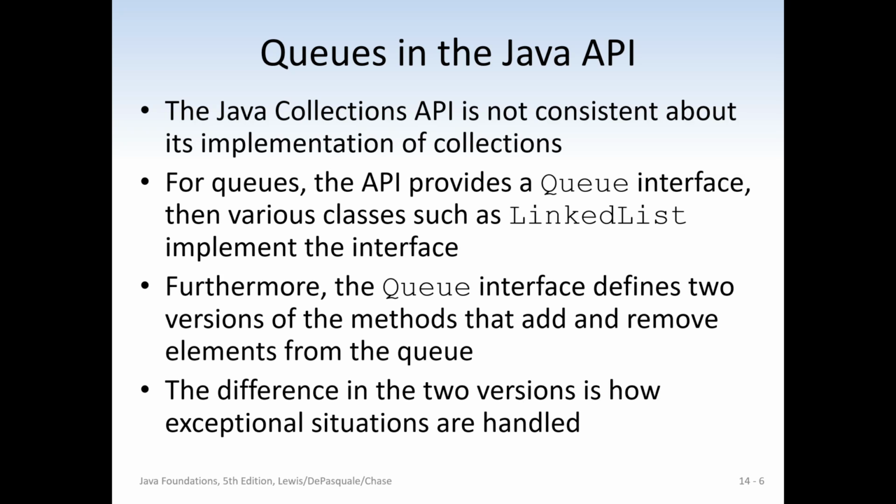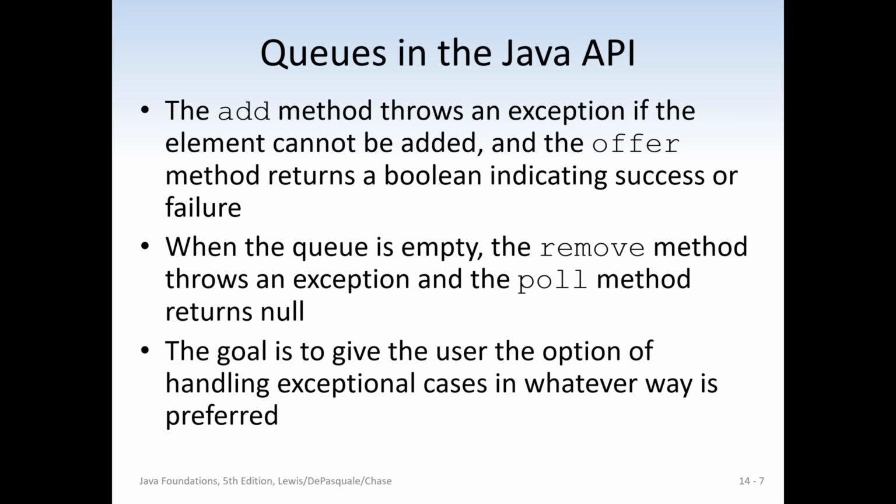So the Queue interface in the Java API is a little weird. There are two versions of the methods that add and remove elements from the queue. The difference is in how you handle exceptional situations, meaning errors, sort of. These also don't map onto the traditional queue methods. They do map on, but they're not named the same. So we have an add method that throws an exception if an element can't be added. And we have an offer method that returns a Boolean indicating whether we added it or we didn't.